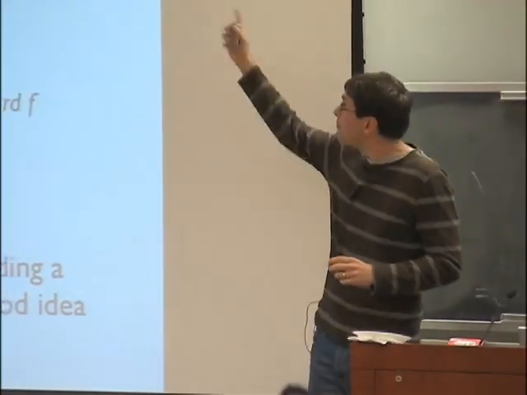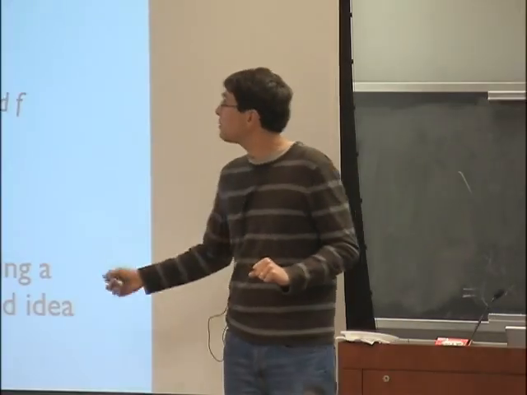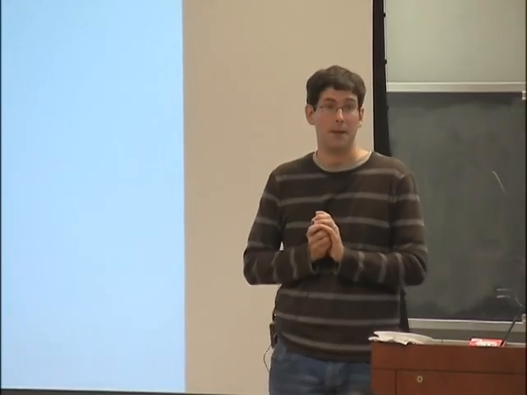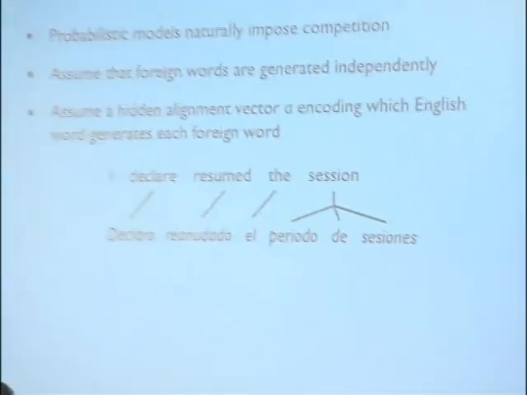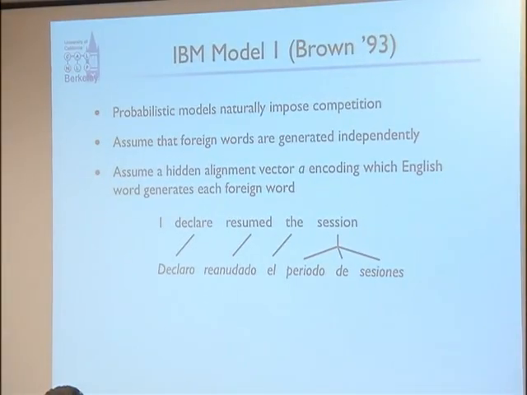And there's some amount of heuristic literature on how to come up with these estimates, but then there's a better way. And that's a probabilistic model. So probabilistic models, because they have a hidden variable which aligns the words, will naturally impose competition.